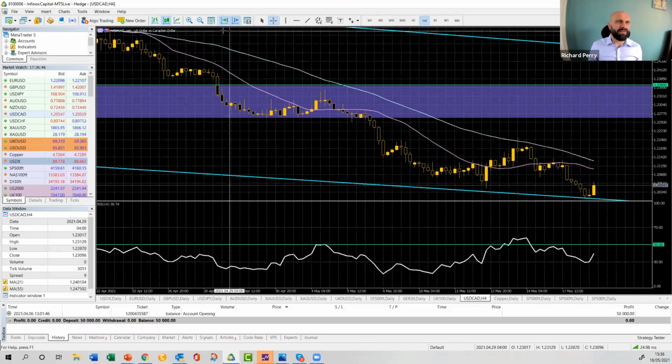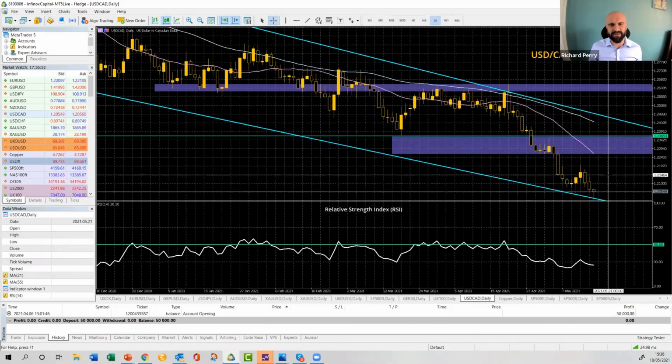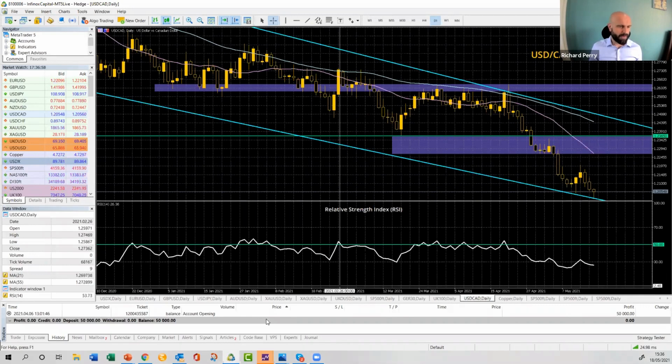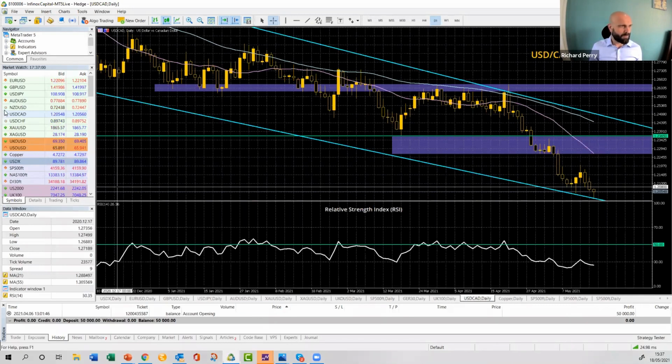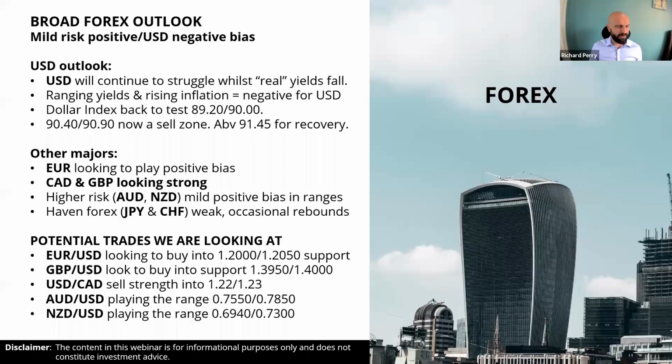But yeah, I think dollar CAD looks excellent in terms of selling into strength if you can get a selling opportunity that helps to unwind that oversold position. Yeah, I think that's actually Forex done.